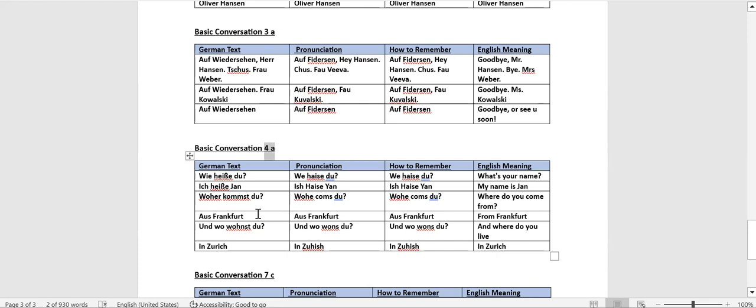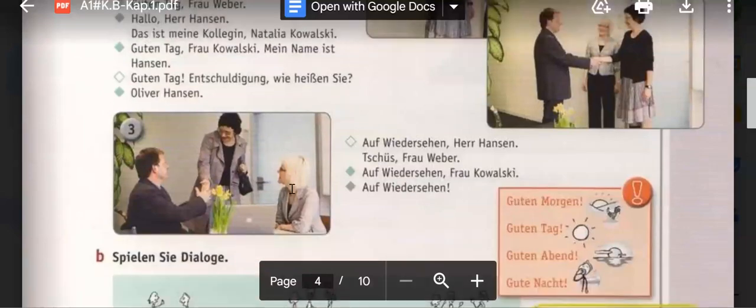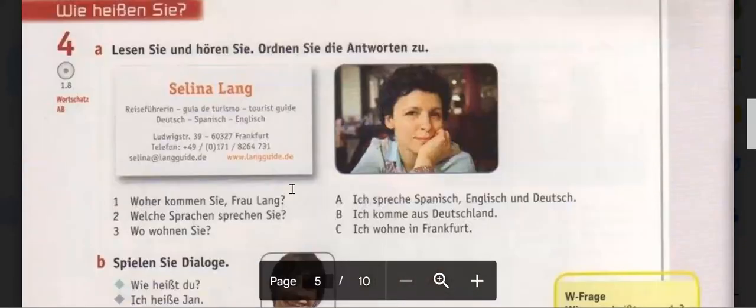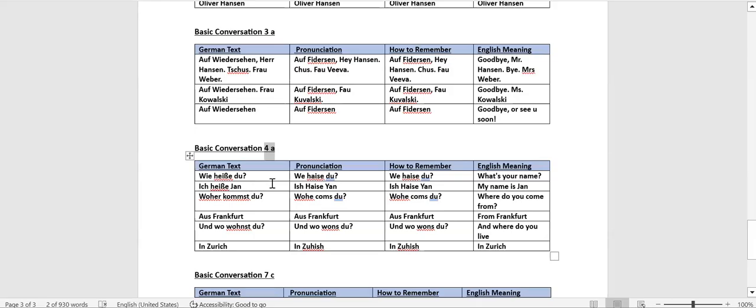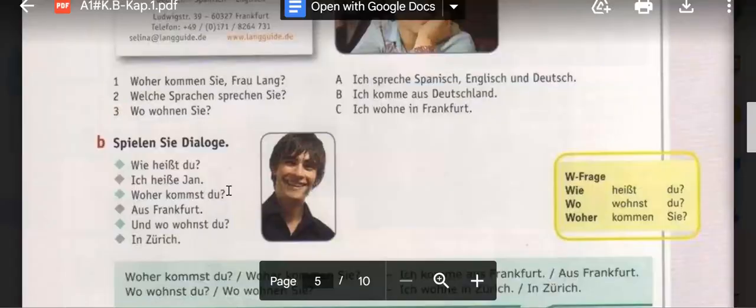The next is 4A. If you have the textbook handy with you, you can just open it. It's a very good idea to touch and feel your textbook so that you relate with the language in a better manner. So 4A. Let's move on to 4A. So let's see what the conversations are here. I'm just moving on to a conversation between two people, which is for B. I'm sorry, this is not for A. This is for B. All right.